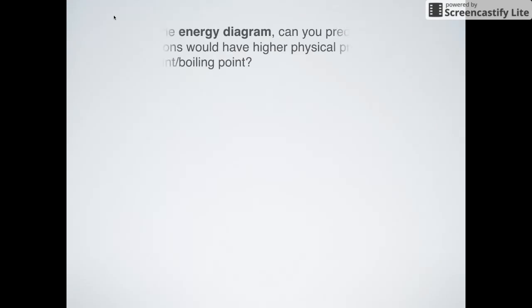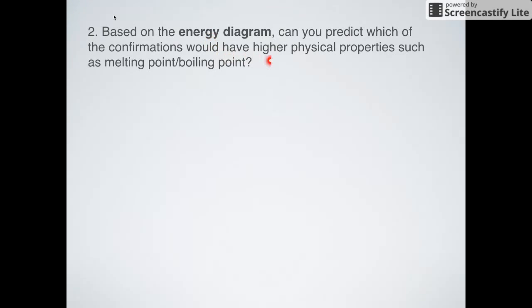So I'm going to end with this, okay? Based on the energy diagram you just saw on the last slide, can you predict which of those conformations would have higher physical properties, okay? Because technically each one of those conformations has slightly different physical properties, which is why it's important to know about the conformations that we have for cyclohexane. So can you predict which ones would have a higher melting point or boiling point or some other physical property like that, okay? So I want you to think about that.